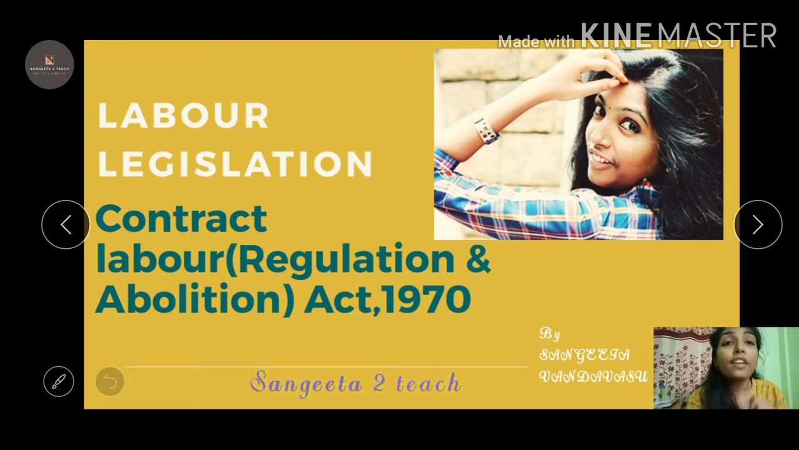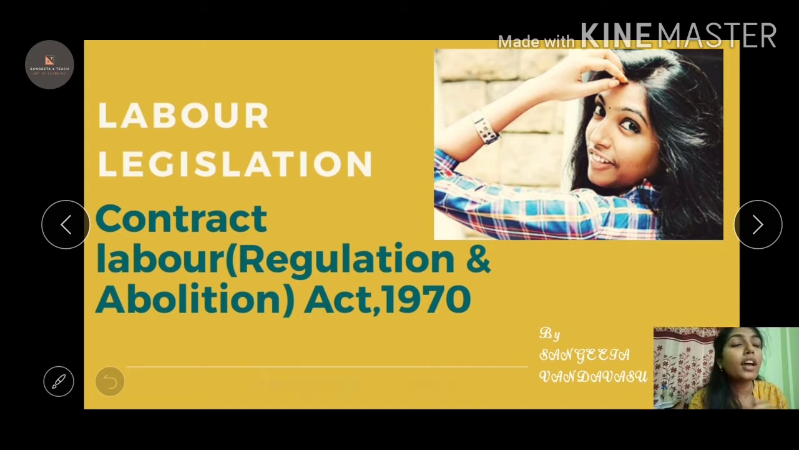There were some problems faced by the workers. They were not getting wages, and they were not getting proper facilities from the contractor. So this law has come into picture to solve all the problems related to contract laborers and contractors. Now we have a practical idea that there is a principal employer, a contractor and a workman. There were some problems, and so this act has come into picture.